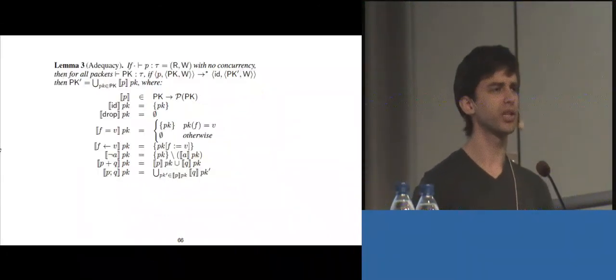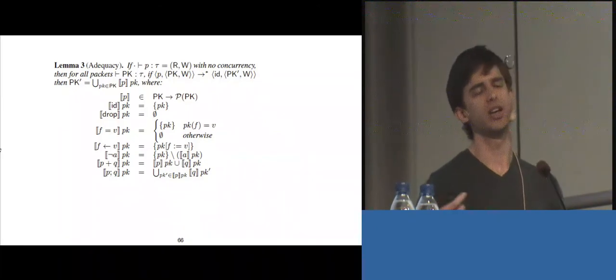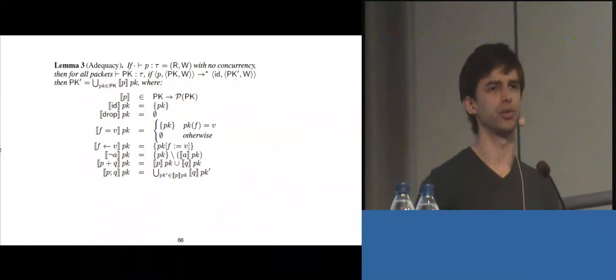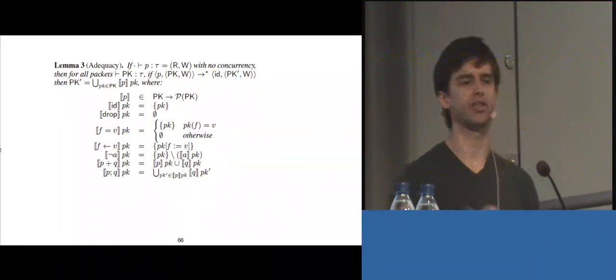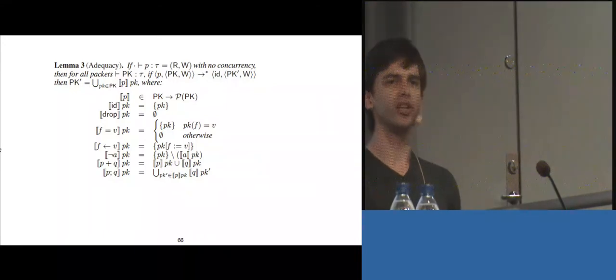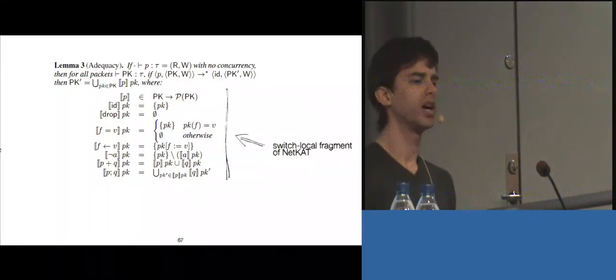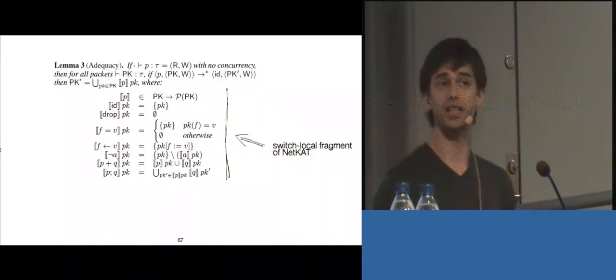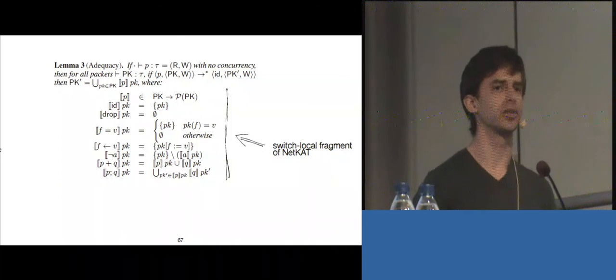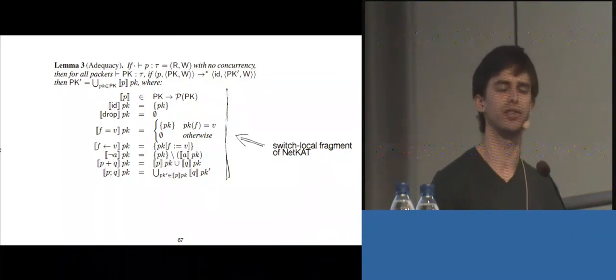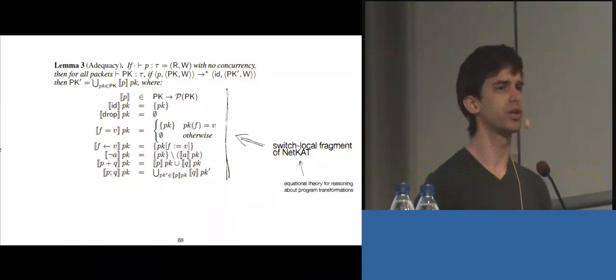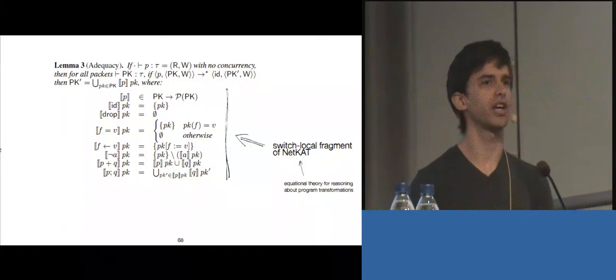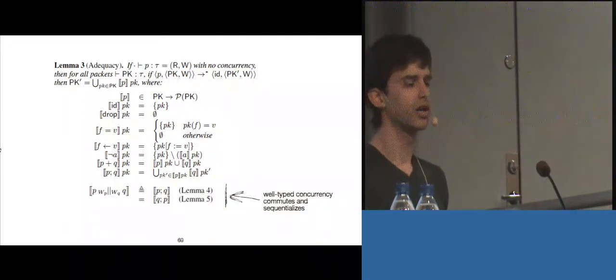The third thing we proved is a relationship between the small step semantics and the denotational semantics I've alluded to earlier, which is functions from packets to sets of packets. In particular, if you set aside concurrency for a moment, we've shown that our small step operational semantics coincides with a fragment of the NetKAT language, which is a language for programming SDN policies at the controller level that conveniently comes equipped with an equational theory for reasoning about program transformations. And so this gives us access to that equational theory.